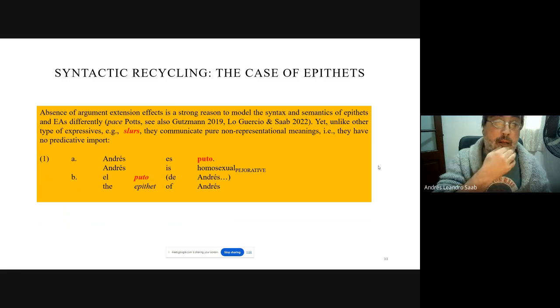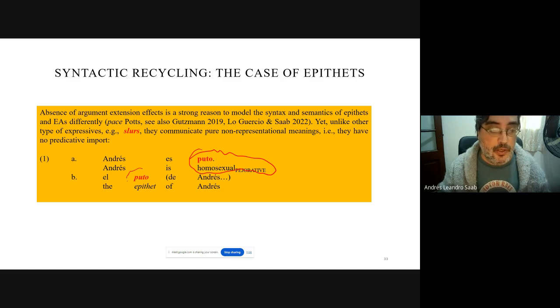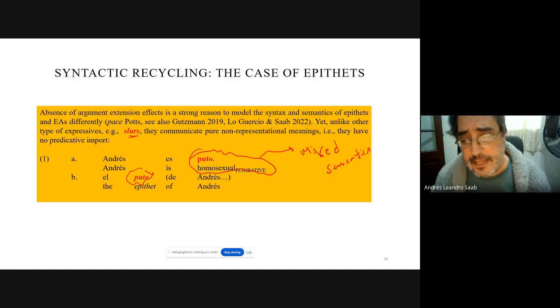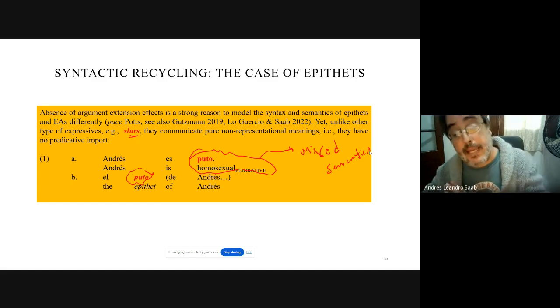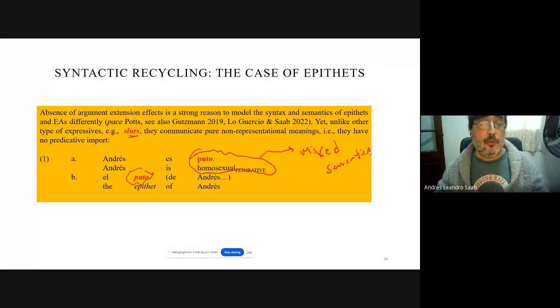So when you look at epithets and you compare epithets with pejoratives, like this is the pejorative. Sorry for the bad words. Okay, I'm just mentioning. So when you use a slur in predicative position, you get what is called a mixed semantics. And the mixed semantics is basically reduced to the fact that the word in this position contributes to truth condition and use condition. So "Andrés is P" means that Andrés is homosexual, and also means that Andrés is in the stereotype of homosexual, or whatever you model your expressive meaning here.